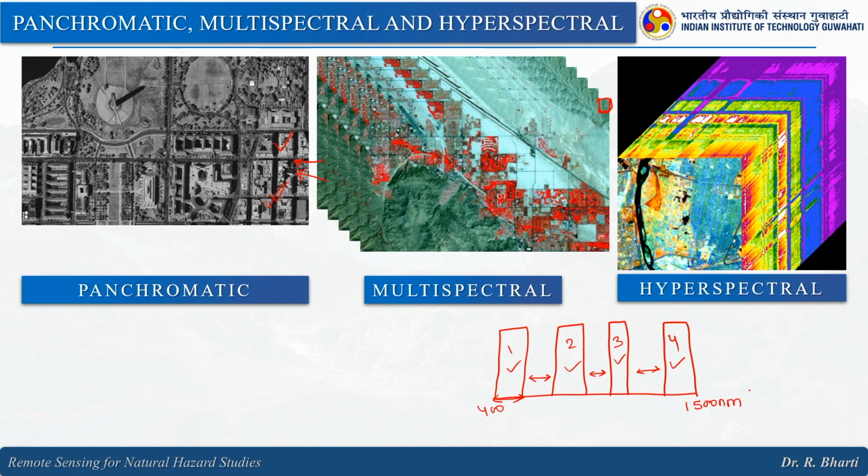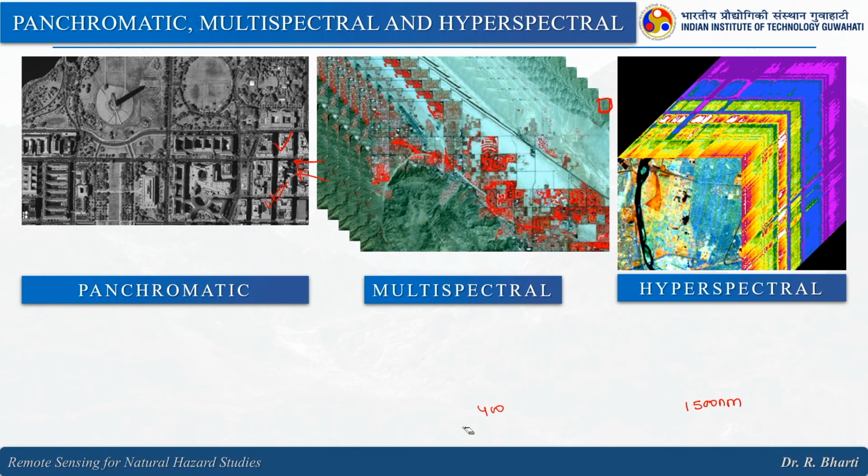Then you have hyperspectral. So, in hyperspectral, in the same wavelength region, what is happening? We will generate so many images without any gap, right. So, here you will have many images generated in the same wavelength region, but there will be no gap between them, and the number of bands, I am referring to the number of images, right.